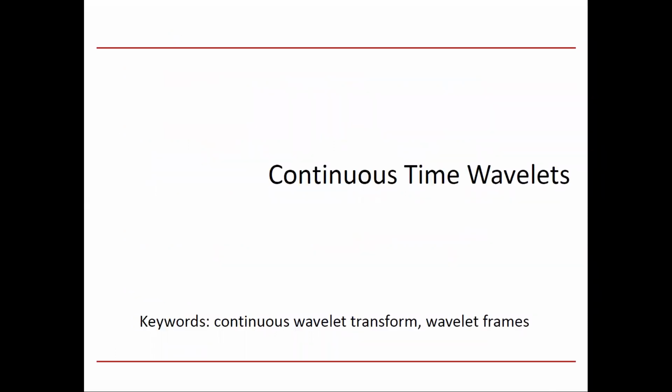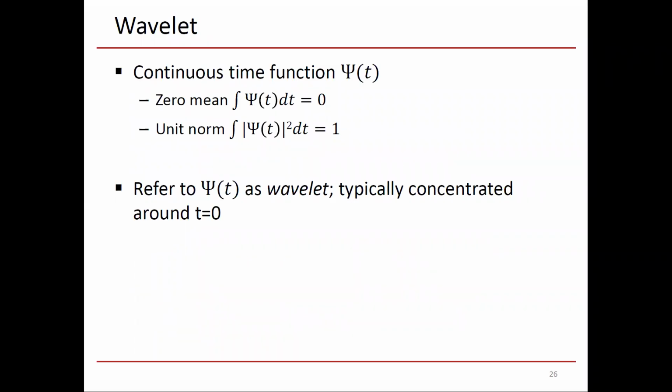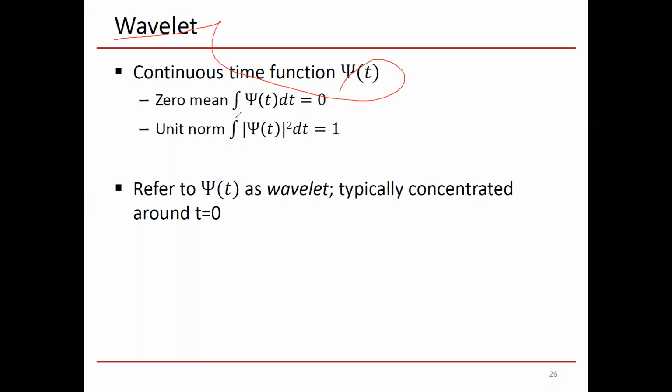So let's begin with continuous time wavelets. We're going to have a continuous time function psi of t. So psi of t is the wavelet. That is the definition, okay? The wavelet psi of t. And it's zero mean, and because it's continuous time, zero mean implies that when we integrate psi of t dt, we get zero. But it also has unit norm, meaning that the squared magnitude of psi of t, when we integrate it, goes to 1. So again, we refer to psi of t as a wavelet, and it's typically concentrated around t equals 0.